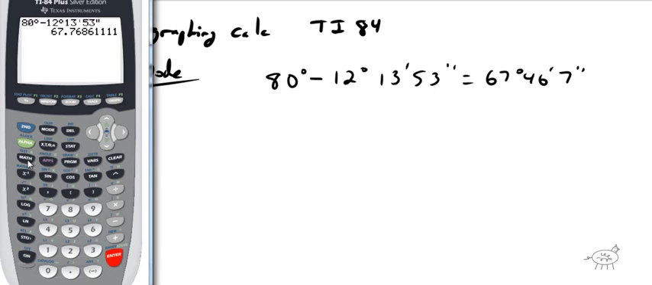That's great. Now I want to convert it to degrees, minutes, and seconds. So I hit second angle again because I want to use the number 4 key, the DMS. It takes my answer and converts it to degrees, minutes, and seconds. Watch. Oh, look at that. That's so cool. 67 degrees, 46 minutes, 7 seconds. Now you could have done this all in one keystroke if you wanted.